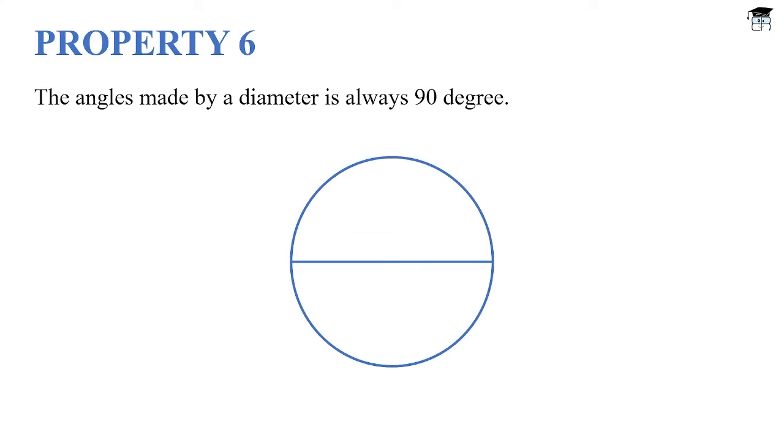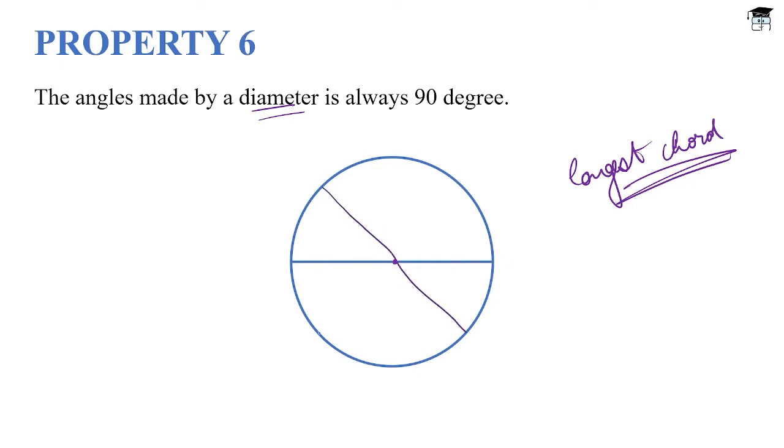Let's see the sixth property, which is a very simple one. What does this property say? This property says that the angle made by the diameter is always 90 degrees. Now the diameter is the longest chord. So if this is the center, then this is the diameter, and you can make another diameter here. So this would also be a diameter. So these are the diameters. Now the angles made by the diameter.